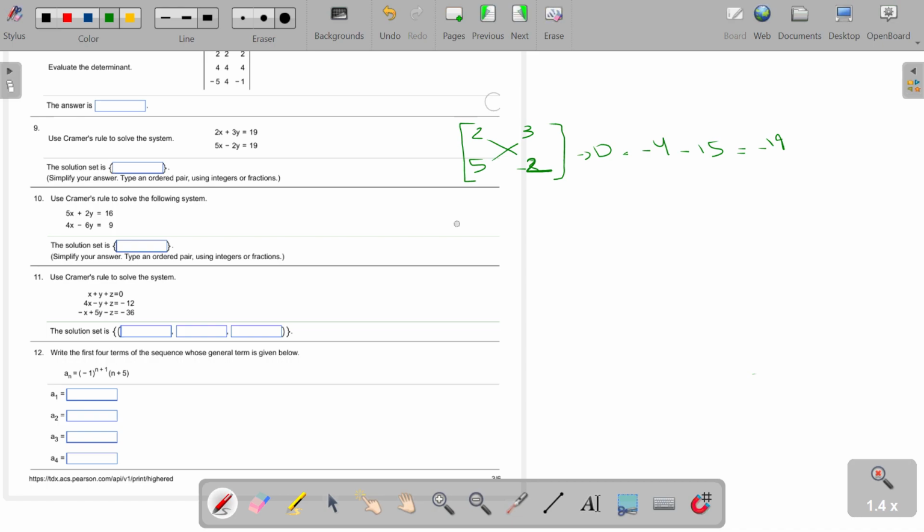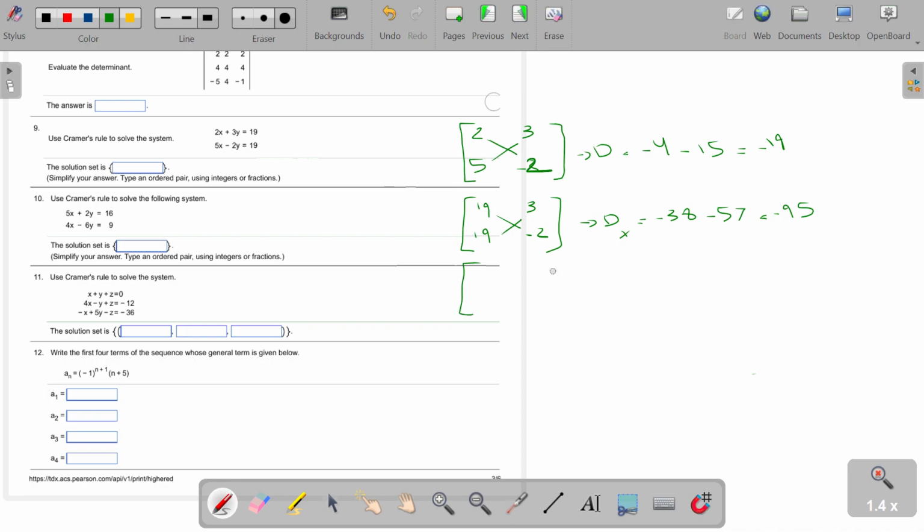that's -19. Next, we're going to use the same matrix, except that for the first column, we're going to use these two numbers. So this will be 19 and 19, and 3 and -2 will go here. Now find the determinant of this one. We're going to call this dx. 19 times -2, which is -38, minus 19 times 3, which is going to be 57. So when you combine them, this will be -95.